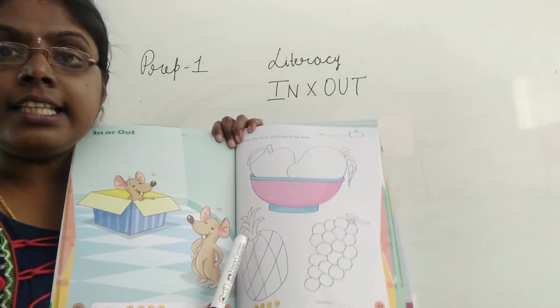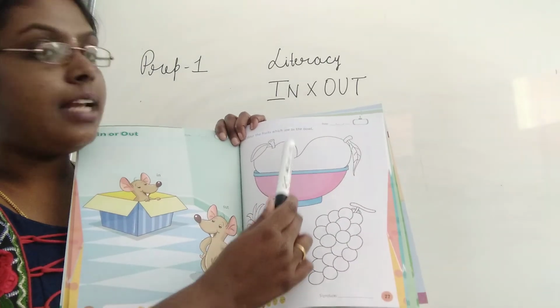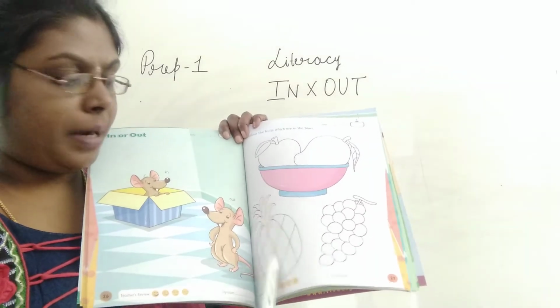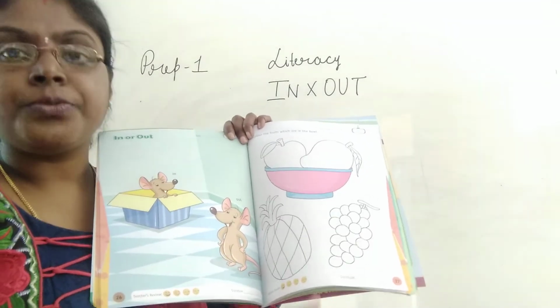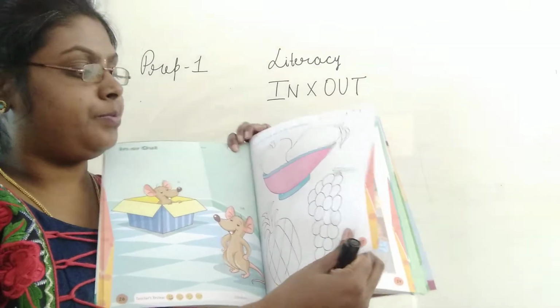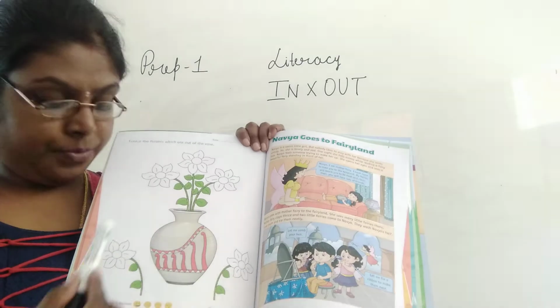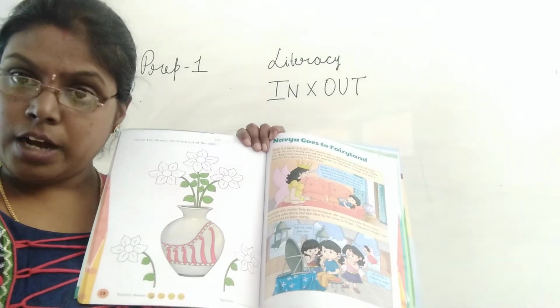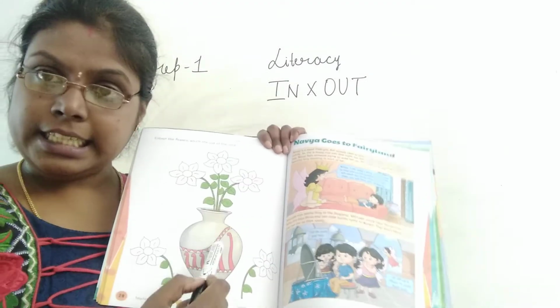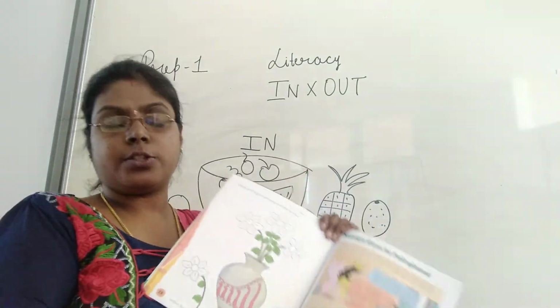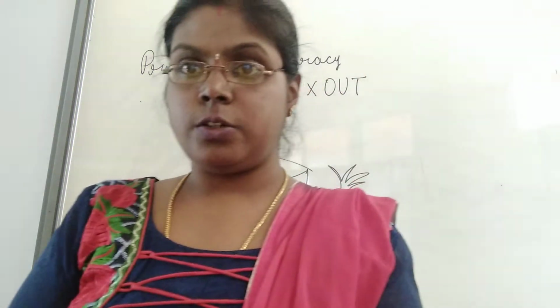Which fruits are in the bowl? Mango, apple are in the bowl. And grapes, pineapple are out of the bowl. And next page, these flowers are in the vase. These two flowers are out of the vase. So this is the concept of in and out.